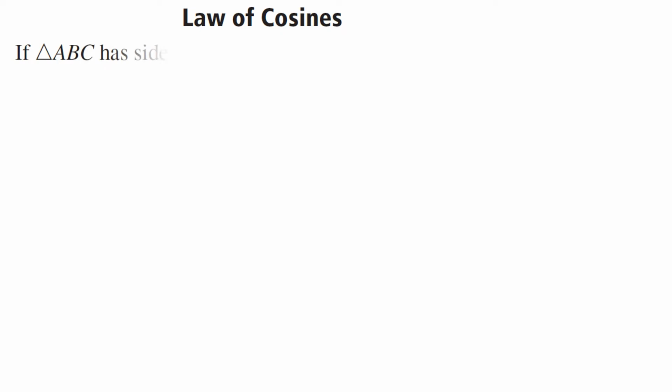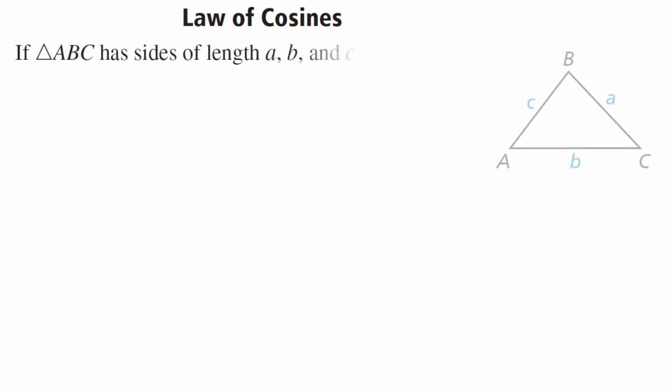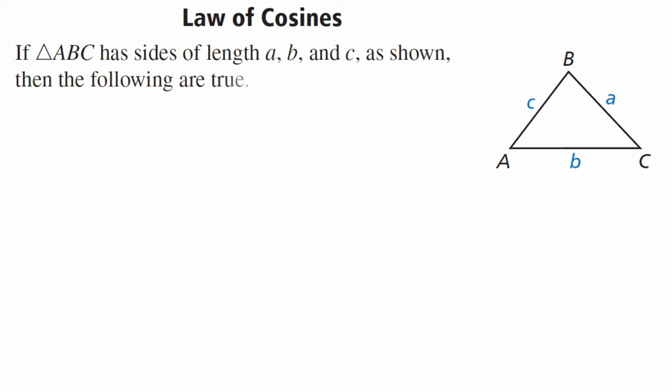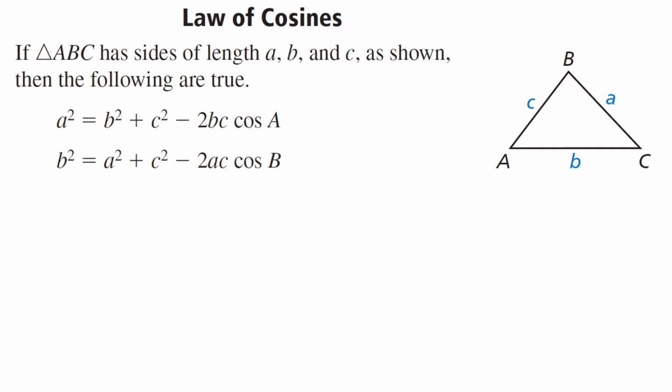Law of cosines, well, we got to get a triangle up here. I can write it not one, not two, but three different ways. If I'm looking for side A or angle A, that's how I want the equation to look. If I need to find side B or angle B, that's what the equation looks like. If I need to find side C or angle C, that's what the equation looks like.